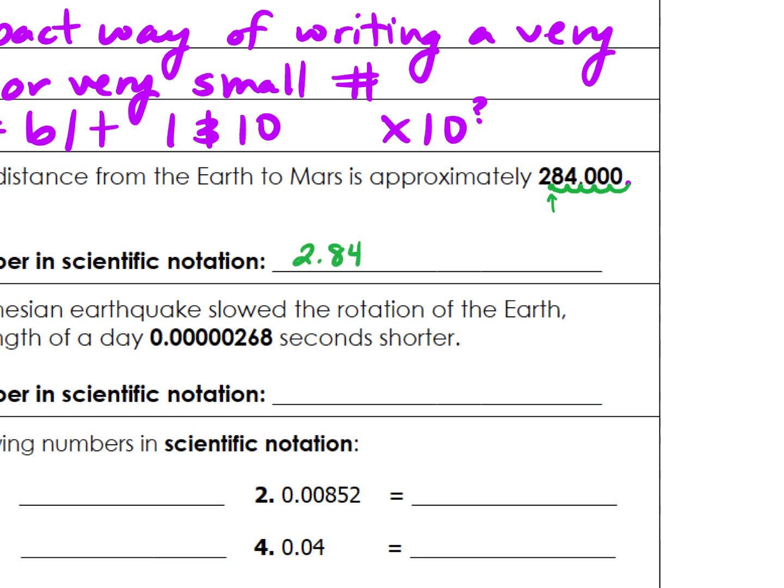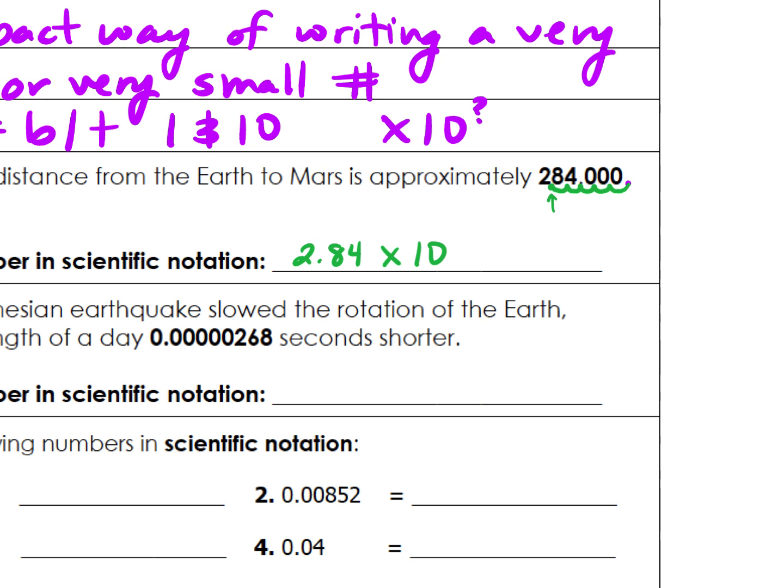2.84. The zeros you can ditch. We don't need to worry about the zeros, but this would be 2.84. But 284,000 is not the number 2.84. Those are very different numbers, right? So we have to tell this 2.84 what has happened to it, or what we need to do to it, to make it the number we started with. So 2.84, and it's always going to be, every single time, times 10 to some power.